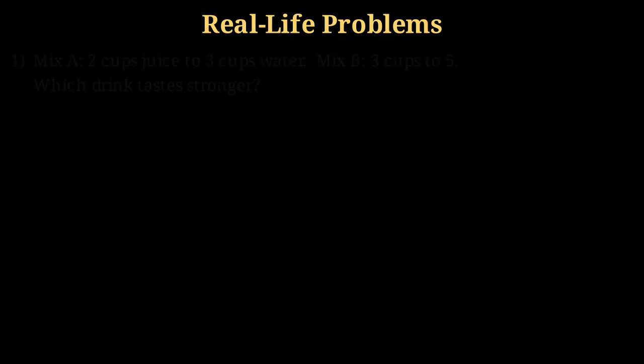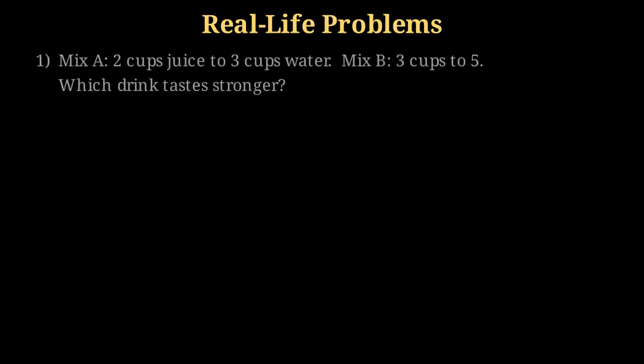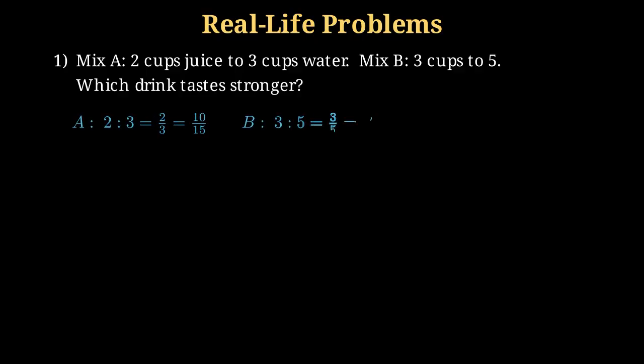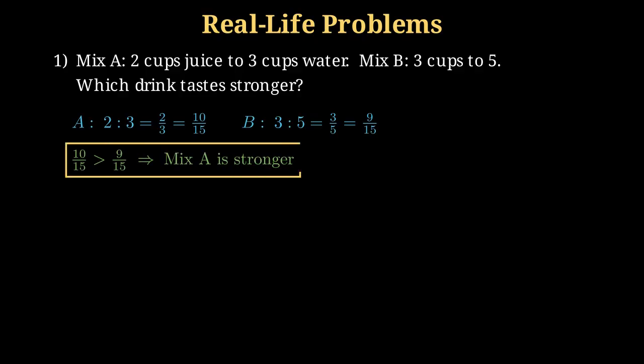Problem 1. Mix A uses 2 cups of juice for every 3 cups of water. Mix B uses 3 cups of juice for every 5 cups of water. Which drink tastes stronger? Compare juice to water. Mix A is 2/3, mix B is 3/5. Over the common denominator, 15, that is 10 15ths against 9 15ths, 10 beats 9. Mix A has more juice per cup of water, so mix A tastes stronger.